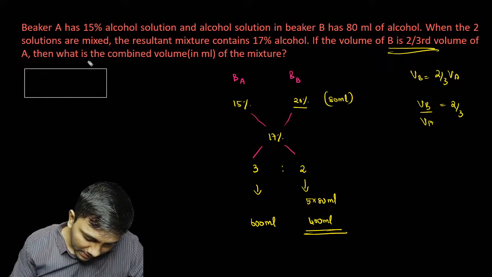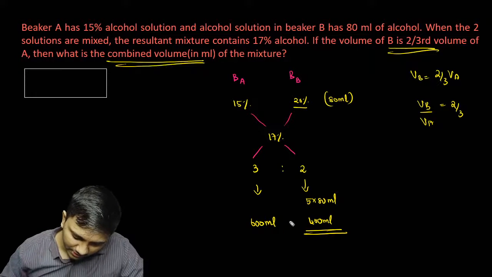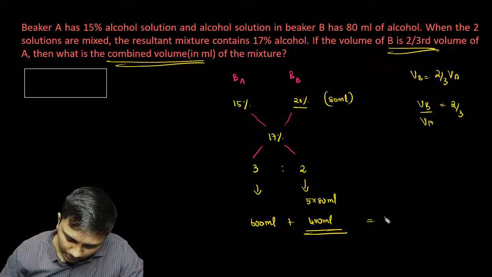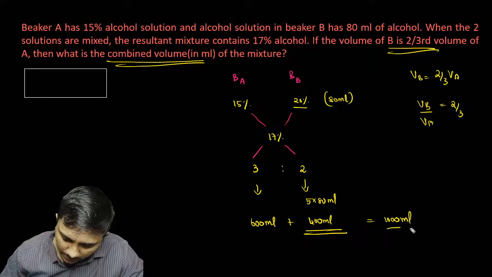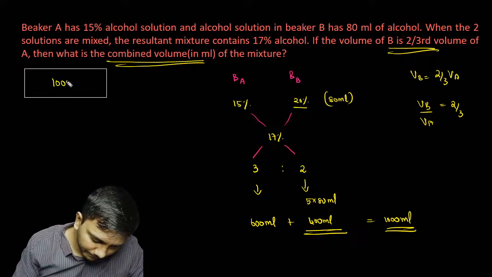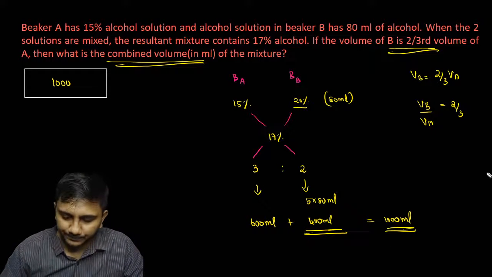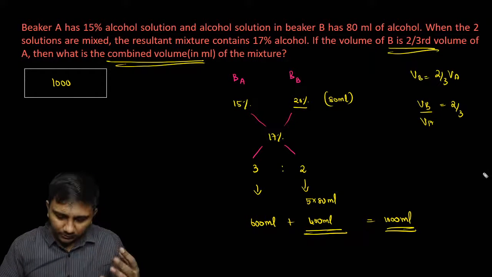Question is asking for combined volume of the mixture. So that should be sum of these two, which should come to 1000 ml. So answer is 1000 for this question. Let me quickly take you through what we did in this question.